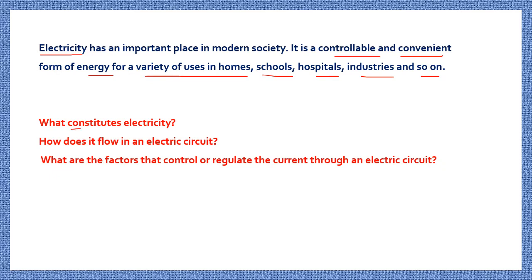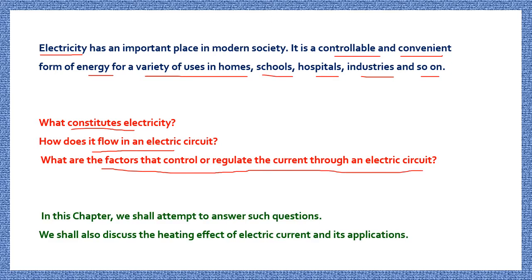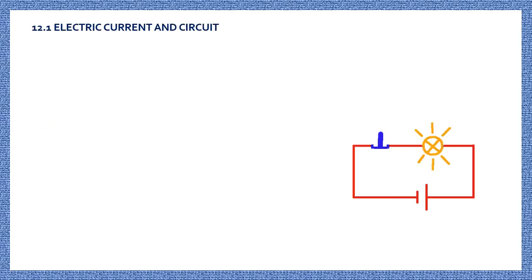Now, what constitutes electricity? How does it flow in an electric circuit? What are the factors that control or regulate the current through an electric circuit? All these points, all these doubts we are going to solve in this chapter. So let me start the first point, electric current and electric circuit.